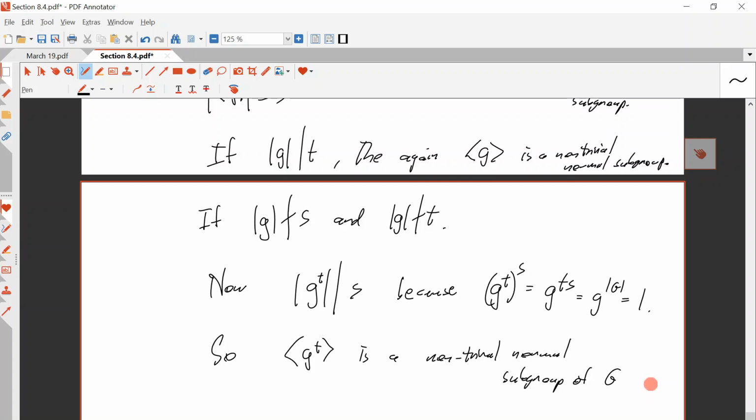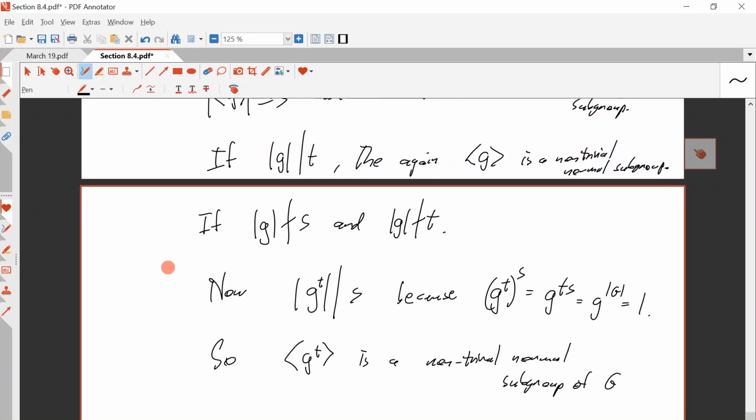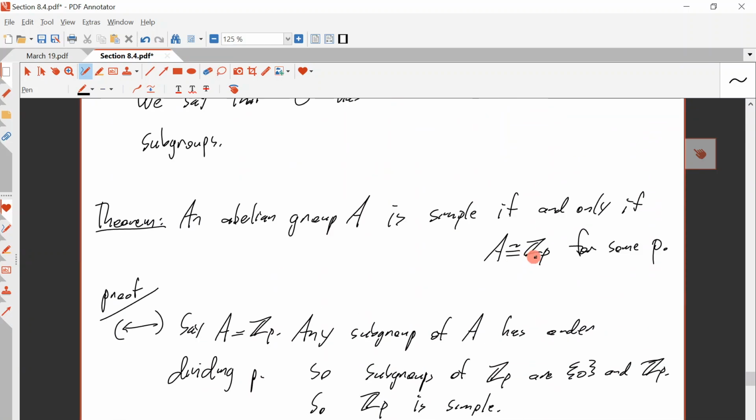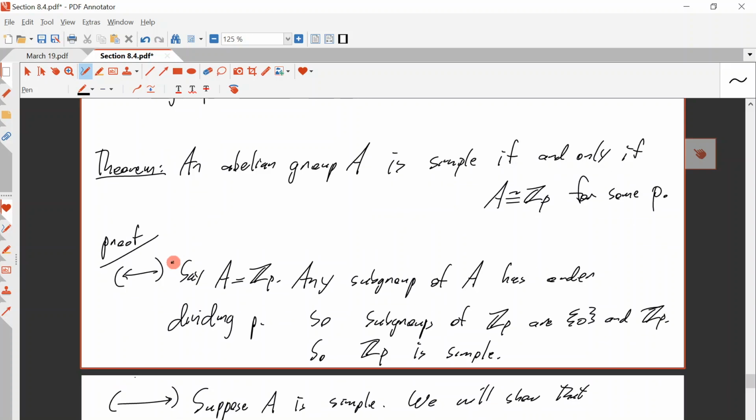So abelian groups essentially are never simple. They always have normal subgroups, except when you are Z_p. What are some other examples of simple groups?